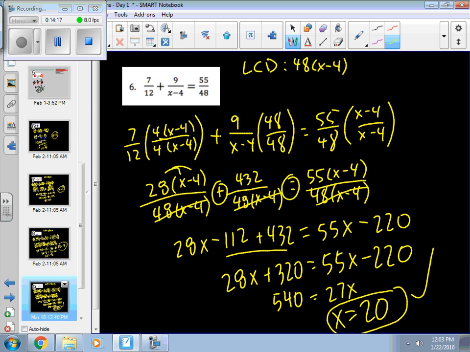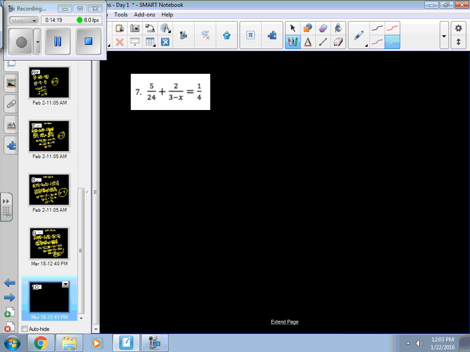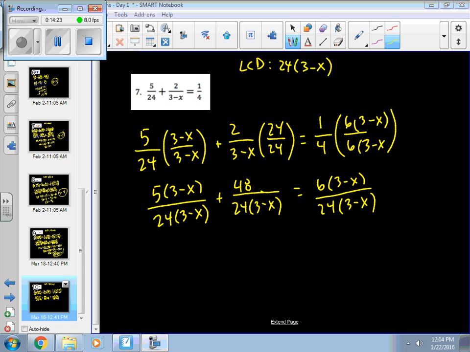All right, one left here. Once you pause the video, try this very last one on your own, see what you can do for that. All right, if you did it right, you should have come up with a least common denominator of 24 times 3 minus x. If you multiply that through, you get this.